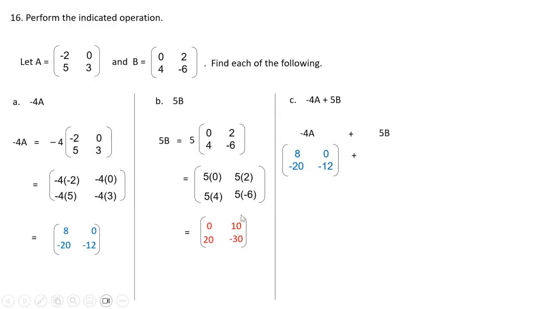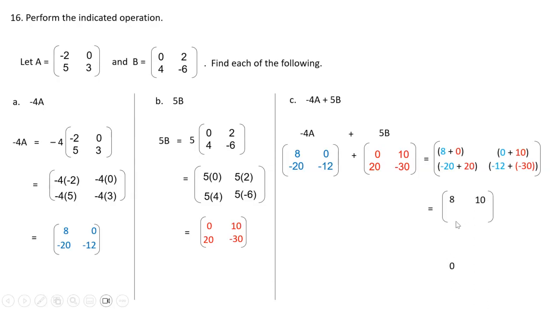Now to add them, you can add the 8 plus a 0, 0 plus a 10, negative 20 plus a 20, and negative 12 plus a negative 30. So the answer will be 8, 10, 0, negative 42. That's my solution.